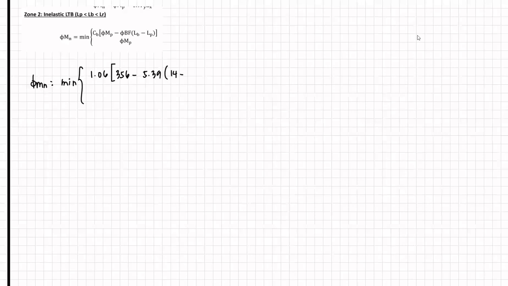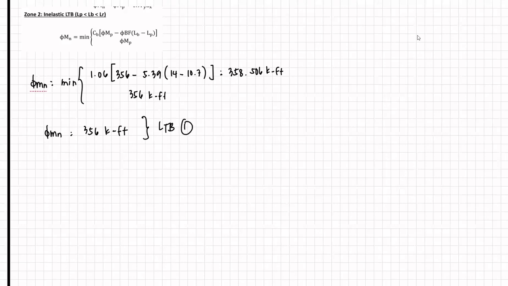Lb is 14 minus, that is 10.7. And this is 356. Keep it. 1.06, 356, 5.39, 14, 10.7, that is 358.506. Okay? So dito, Vmn natin is minimum is 356. This is for LTB. This is the first condition natin. Okay? So sa second condition, yung compression flange buckling tayo.